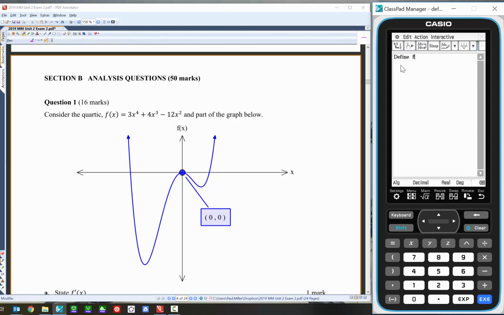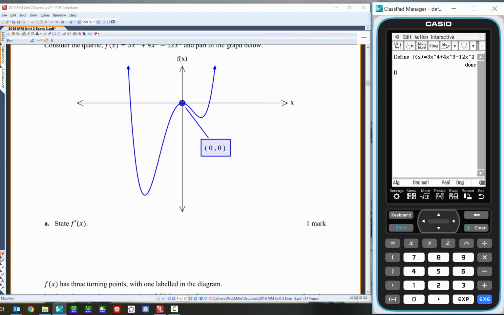So let's get straight into it and define f of x equals 3x to the 4 plus 4x to the 3, take 12x squared. Whilst it's not a terribly difficult derivative to do by hand, given that we've got the calculator, let's get it to diff a function for us. And f dash x is equal to 12x cubed plus 12x squared, take away 24x for 1 mark.